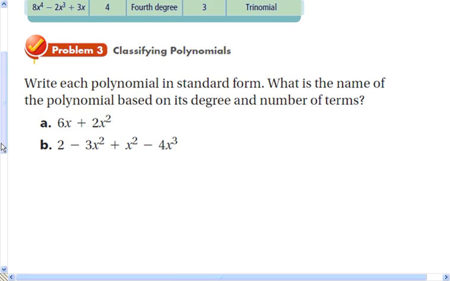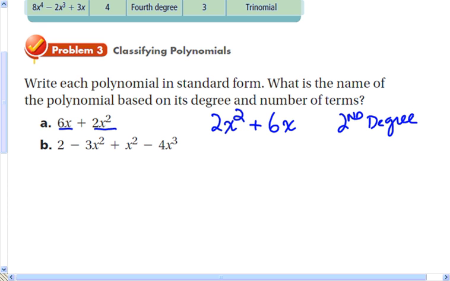So let's check this out. And it says write in standard form. Standard form means you're going to simplify, combine as many like terms as you can, and then write it in descending order of the degree of each of the terms. So the highest degree term here is x to the second, so we're going to write that first, 2x squared. And then this 6x is to the first power, so we're going to write that second. Okay? And now we look at the highest power, and that's the power of our polynomial. So it's a second degree polynomial.